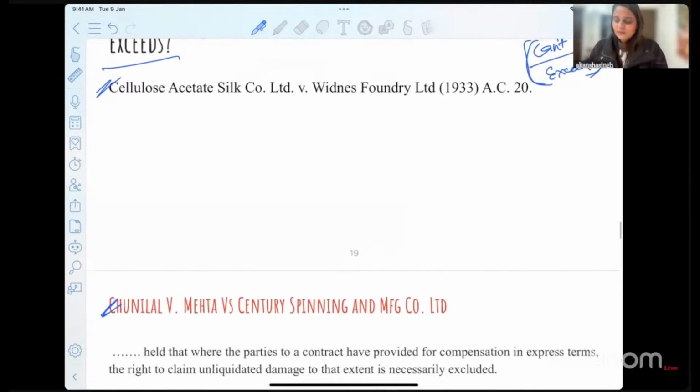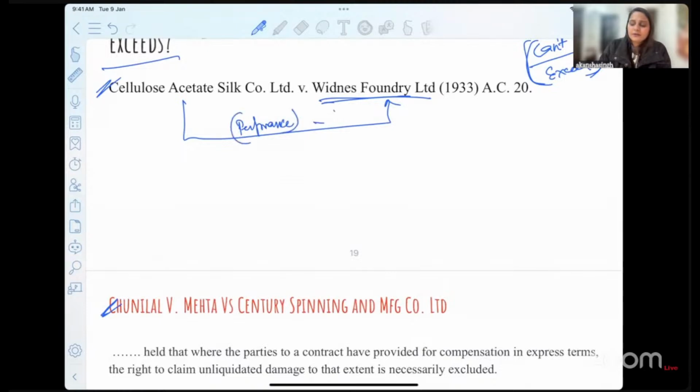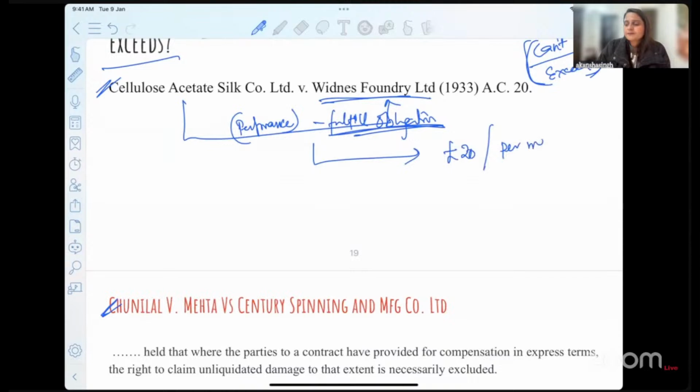Okay, let me just give you the facts. This particular company enters into an agreement with the Witness Foundry Limited. They say that in case of any breach, we will fulfill the performance of the contract. We will fulfill our obligation. And in case we fail in providing you with the possession of the property, you know what you can do? You can impose £20 per week on us.